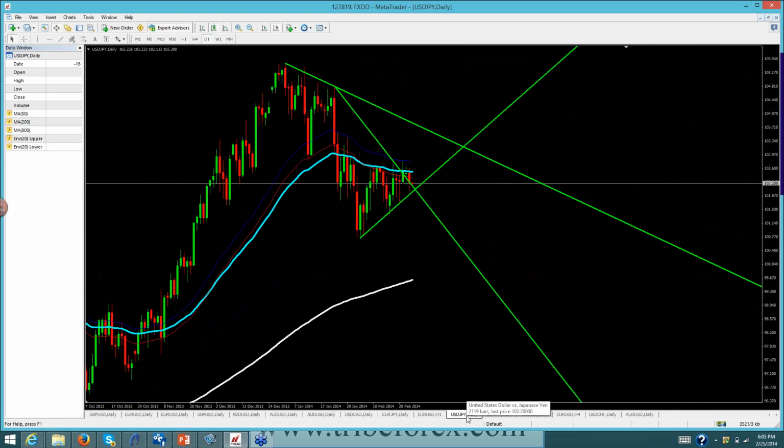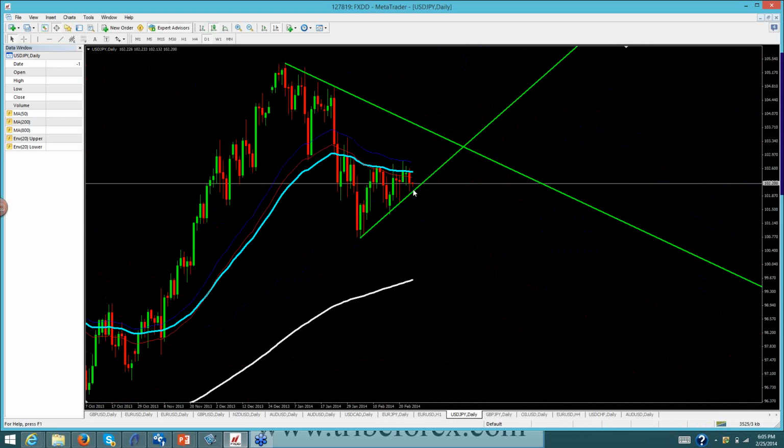Okay, dollar yen, you can see here that we're kind of moving out of this consolidation zone. I'm actually going to call a buy on this one. I'm going to think that price is going to come down, test this 102.12 area on this trend line, and I'm going to get rid of this trend line. It's no longer valid.